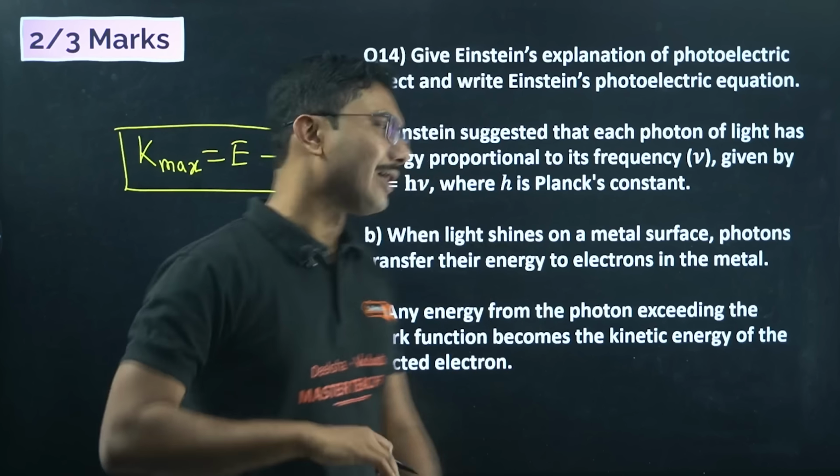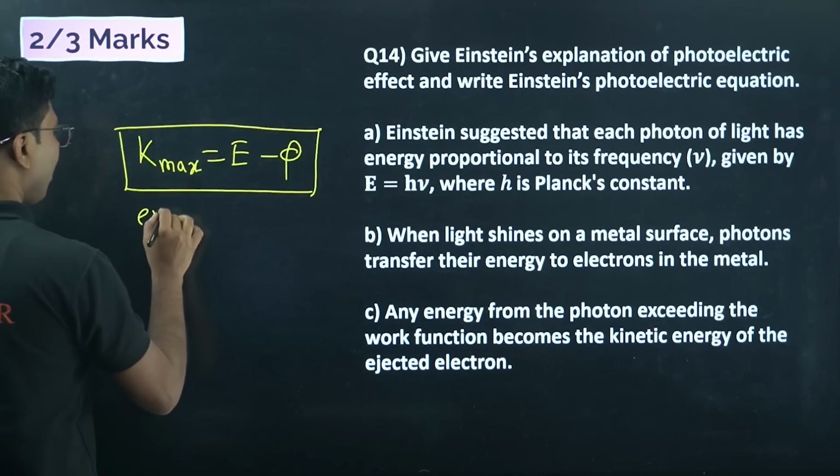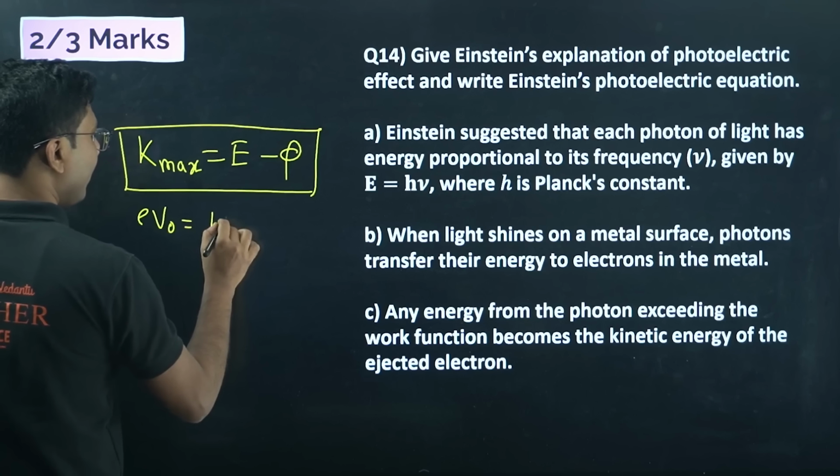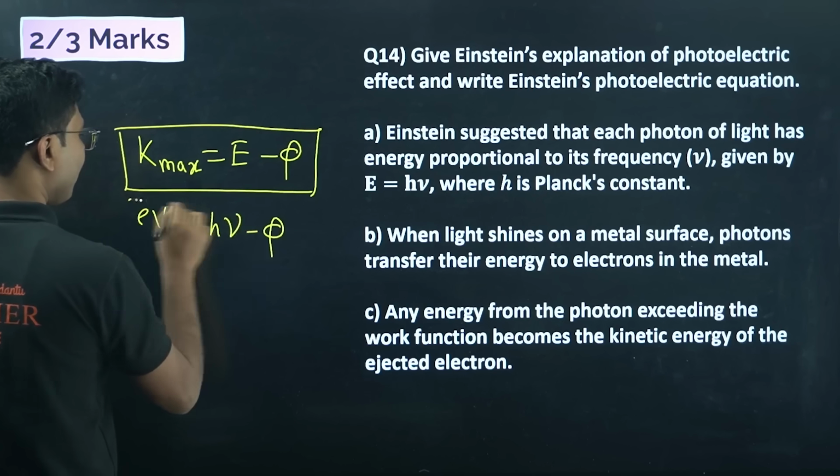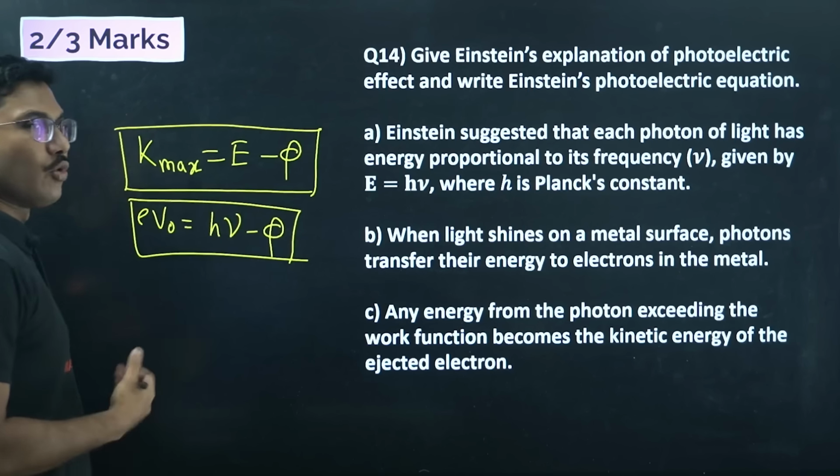Okay, you can write the other form as well: eV naught equals h nu minus phi. That is also perfect. Any one of them is okay.